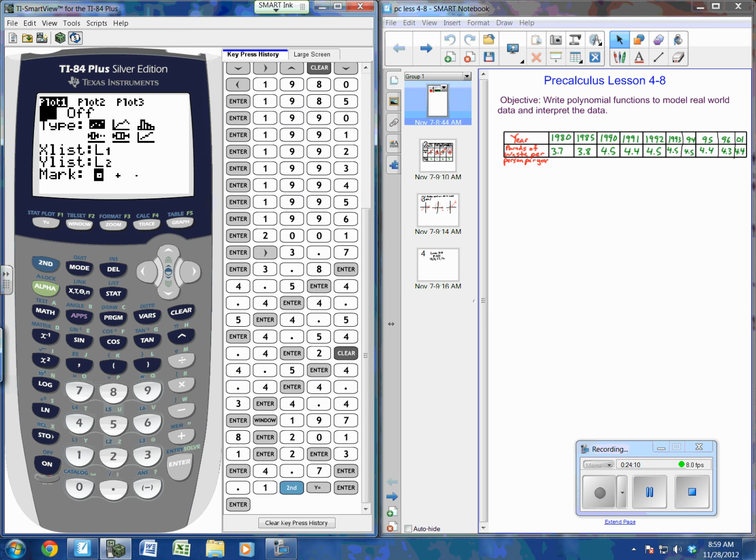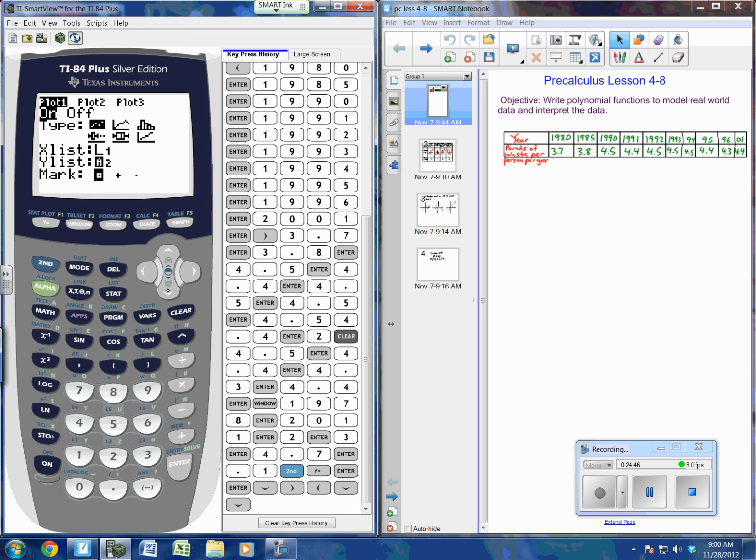Notice on mine, the type of graph is the very first one, which is points. You should have that chosen too. Now, my X list is L1 and my Y list is L2. If you didn't have an L1 and L2 on your calculator and you had to put them in under different lists, then at this time you need to change that. Above 1, 2, 3, 4, and 5, it has the L1, L2, so you have to hit second and L1, second L2, to change your X list and your Y list if you have something different. Go ahead and pause it if we need to right there.